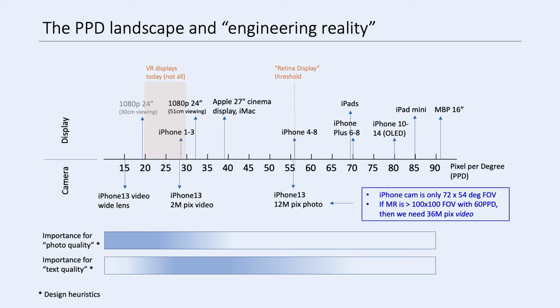That's not trivial. The good thing is we don't need all this PPD for all applications, right? For photo quality, you focus more on the low range, 15 to 30 PPD-ish, and for text quality, you do need more. Of course, this depends on the font size, and sometimes the font types.